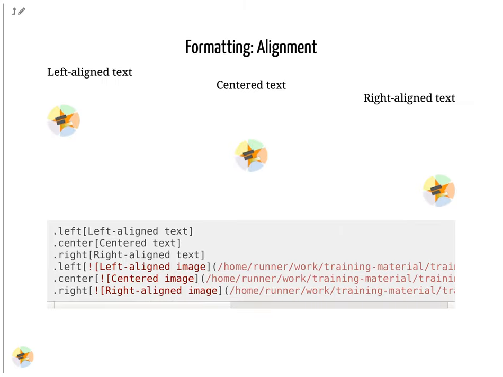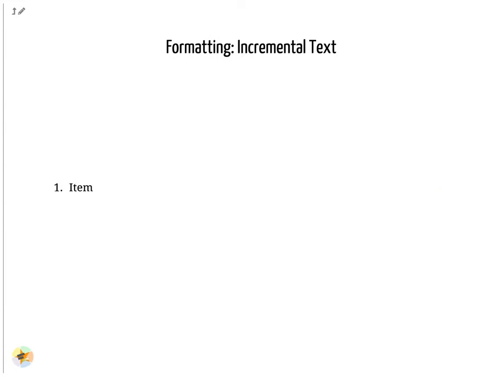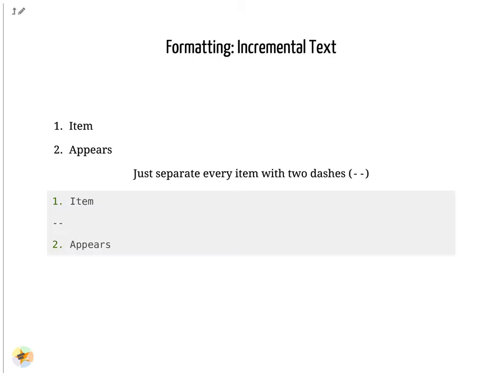Everything can be aligned using several CSS classes which are provided: left, right, and center. The classes are added with a dot followed by the class, and then the contents within square brackets. Incremental text can be added and appears incrementally on every slide. You can accomplish this with two dashes instead of three for incremental slides. The dashes should be on their own line, just like the slide separating dashes.